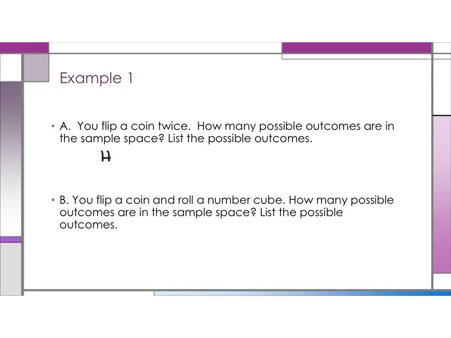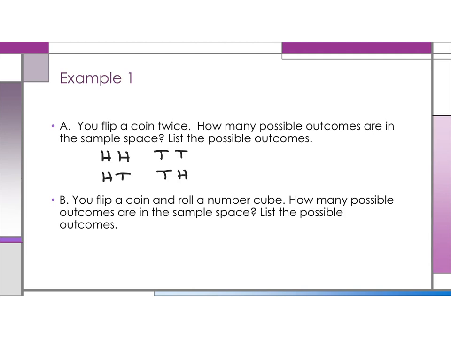So if I flip it once, I get a head, and then the second time I could flip it again, I could also get a head. But then I could also flip it and get a head with a tail. Now, also when I flip it the first time, instead of getting a head first, I could get a tail, and then I could get a tail the second time, or a tail with a head.